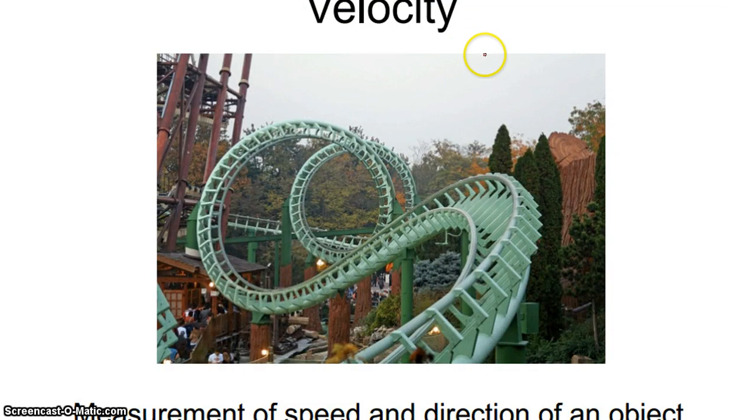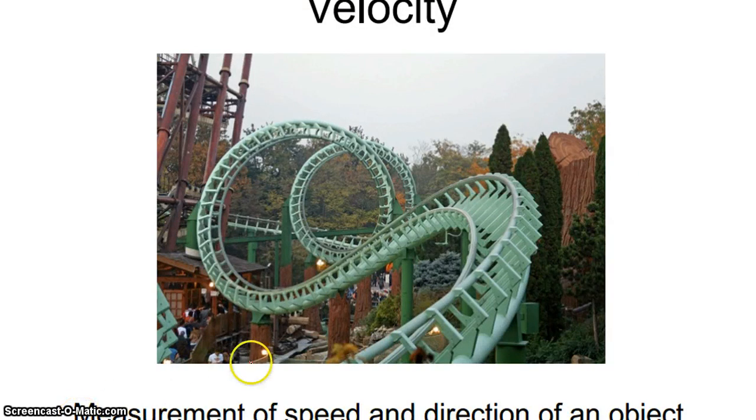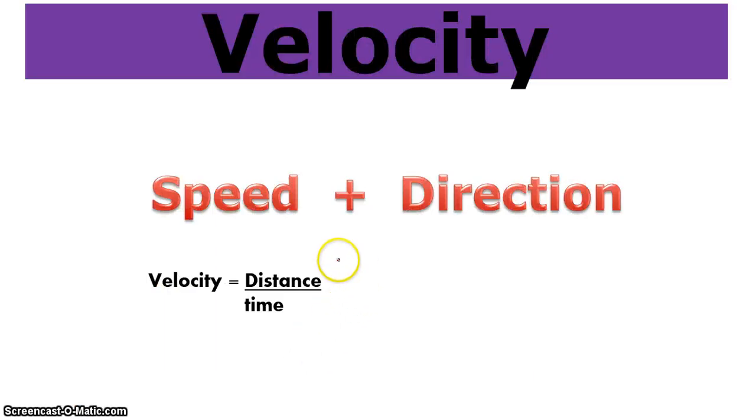The next term is velocity. Velocity is the measurement of speed and direction of an object. So in velocity, the only difference is we added directions. Directions could be things like north, south, east, or west. So make sure that you've put your definition for velocity, and whenever we calculate velocity, we use the same formula because speed is distance divided by time. The only thing we're going to do is add a direction when we talk about an object.